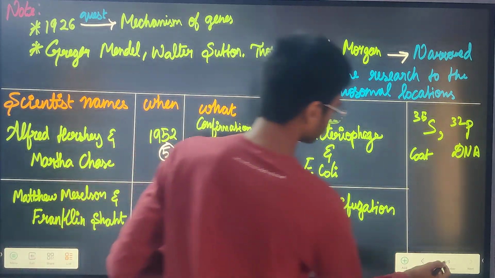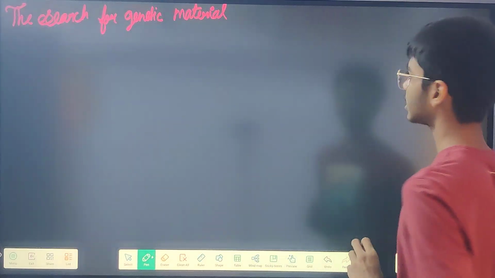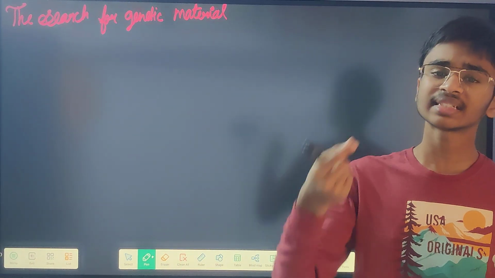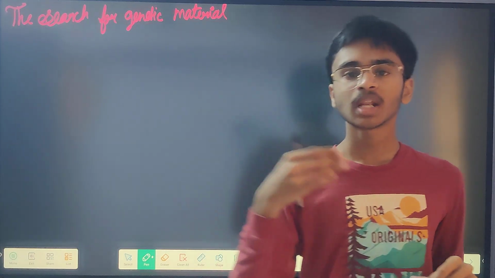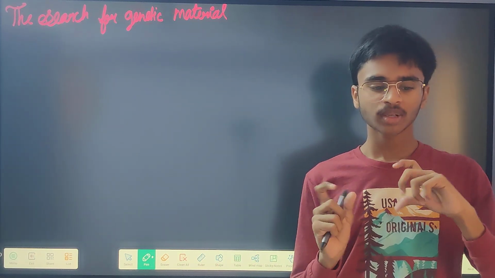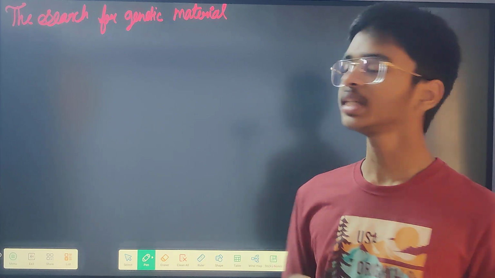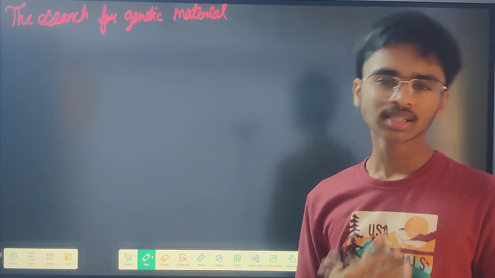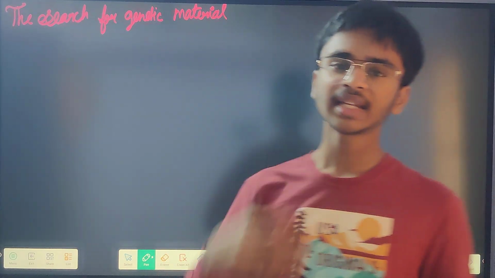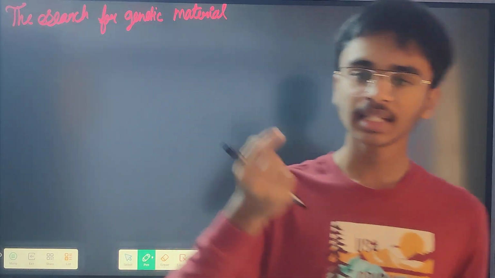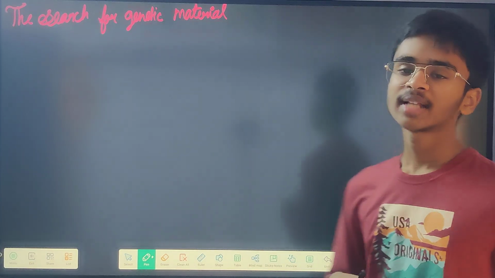So here, the search for genetic material. Scientists have got it out. Since Mendel said that there is a factor, that factor is responsible for inheritance, other people have started to prove that it is correct. So what scientists have done is they have started to see what is there. What causes this genetics? What is inheritance? How is it formed? How is it replicated? How are we gaining it? So all these things had started.